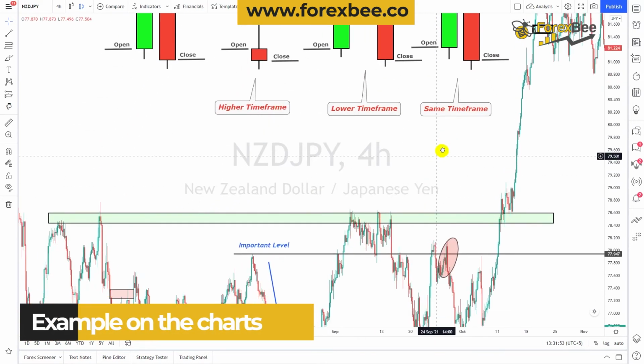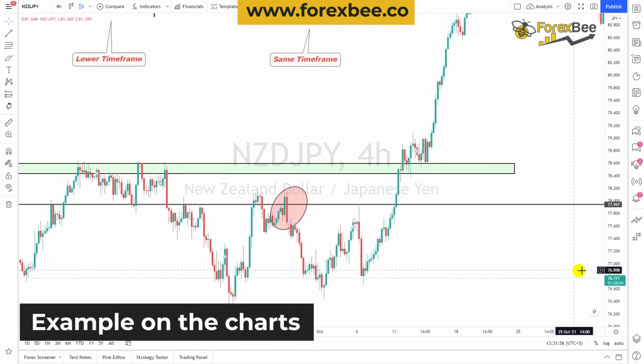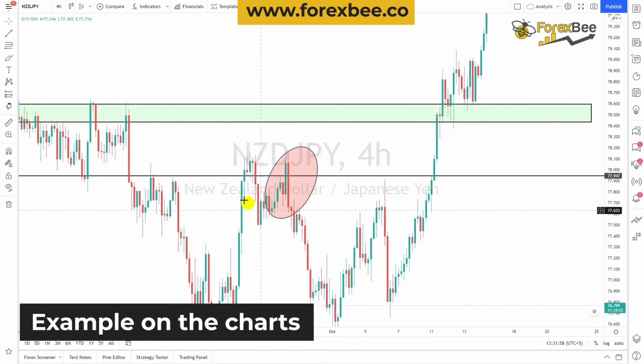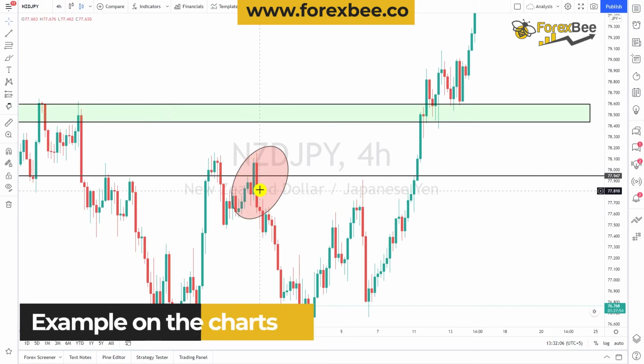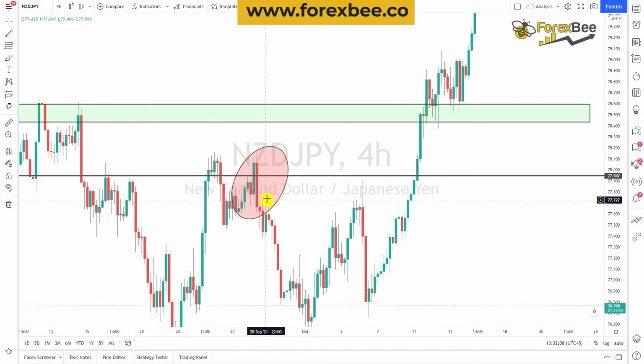So let me just go down here, and here we can see the formation of the bearish engulfing candle. Okay, and currently we are at 4-hour time frame. So as I said in the beginning that the bearish engulfing candle represents that the sellers are in control. So what that means is after the formation of this candlestick pattern, the bearish trend is going to start.